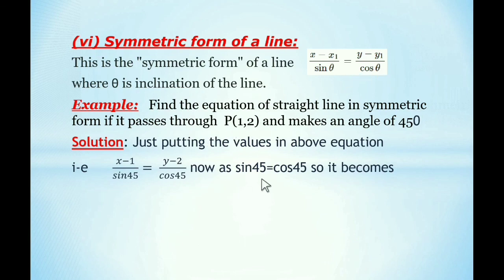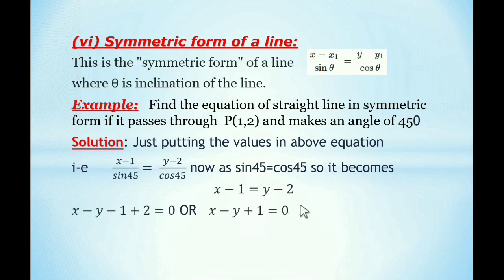Again sin 45 equals cos 45, because the graphs of these two intersect at 45 degrees, so by simplification you will get x minus 1 equal to y minus 2. By simplifying and arranging, you will get the desired result, x minus y plus 1 equal to 0.